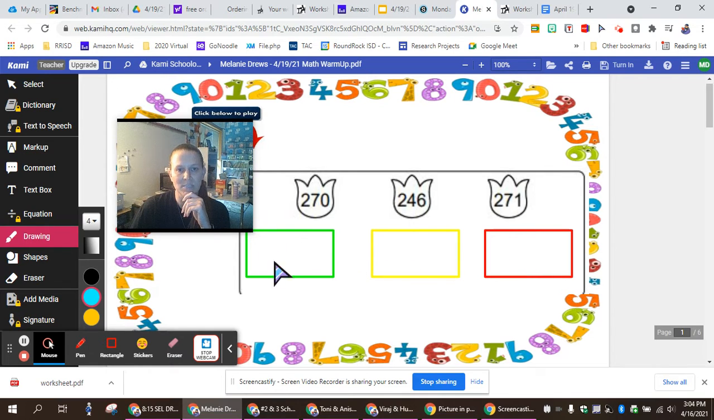So what I like to do is put the ones at the ends first. Those are the easiest ones to spot, right? That's the least and that's the greatest. Least is going to be the lowest amount. Greatest is the highest amount.